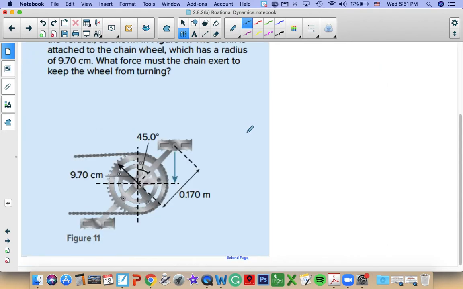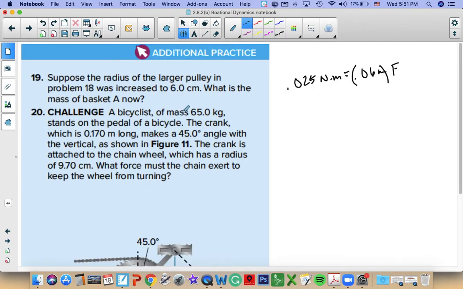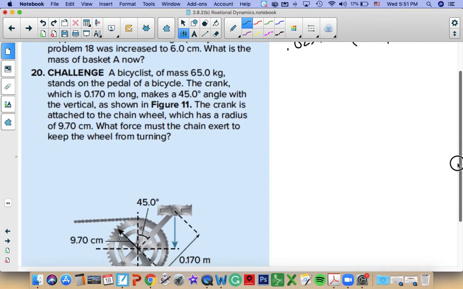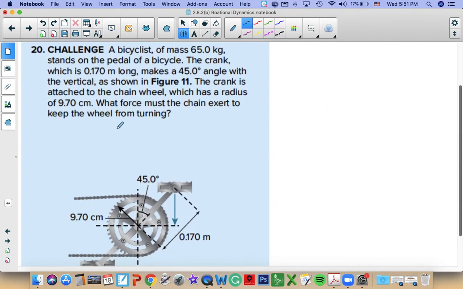Next one, a bicyclist of mass 65 kilograms. This is a challenge question. Stands on the pedal of a bicycle. The crank, which is 0.17 meters long. I'm going to scroll down a little bit here. The crank, which is 0.17 meters long, that's right there, makes a 45-degree angle with the vertical as shown.